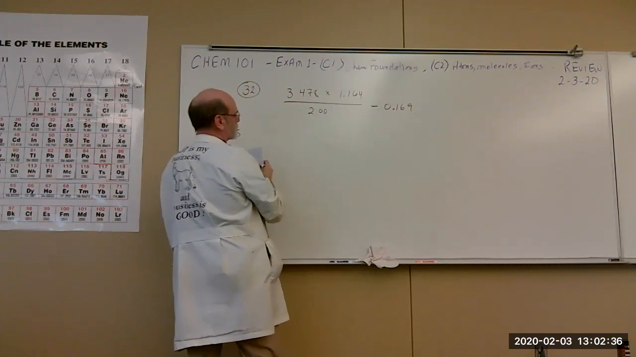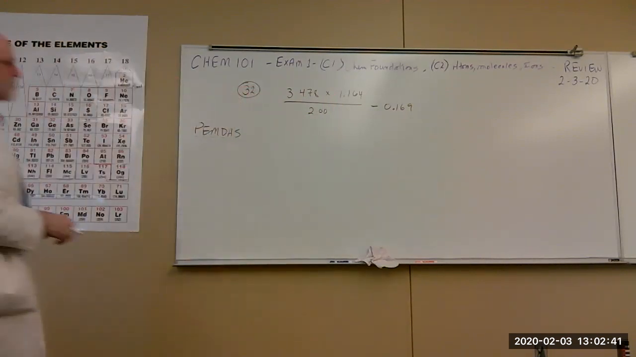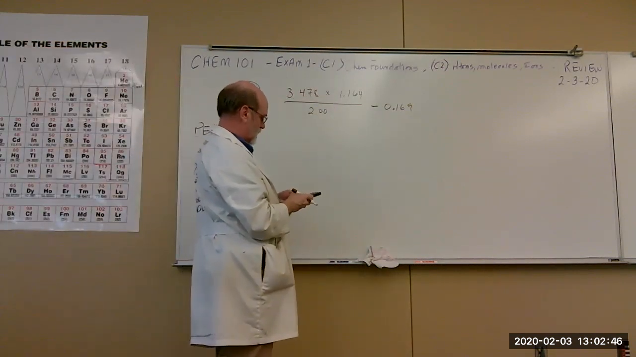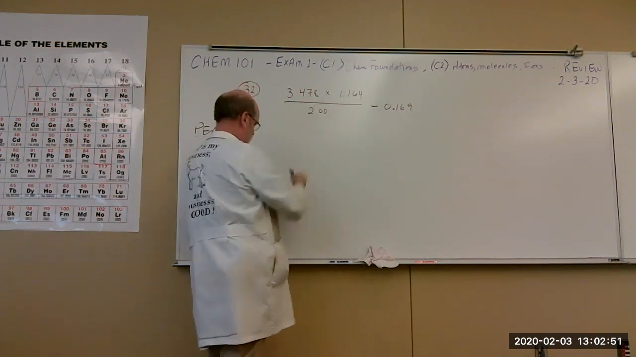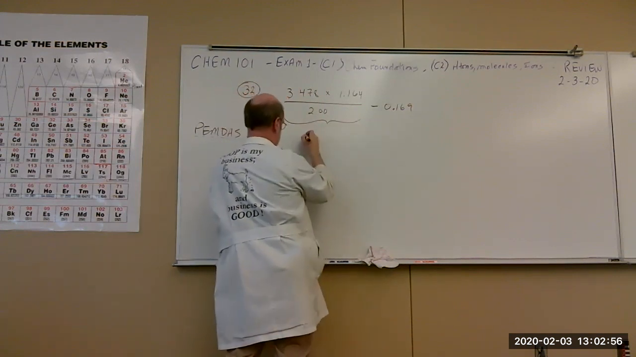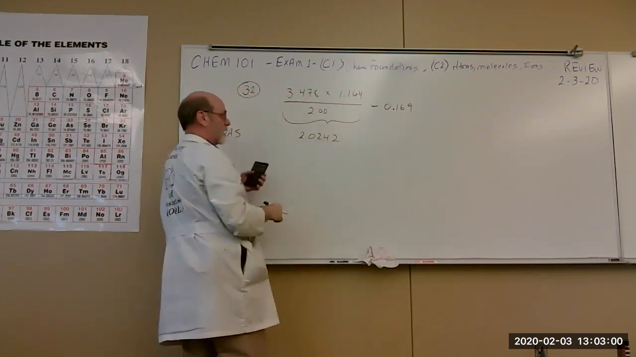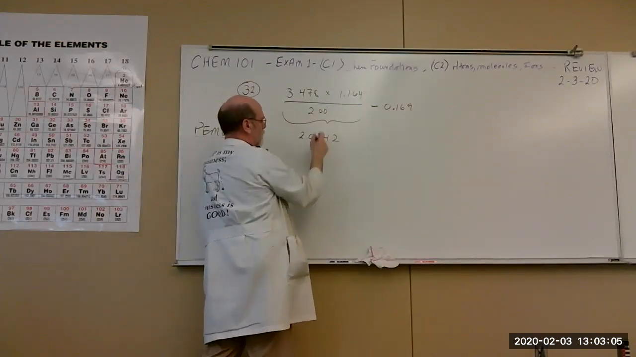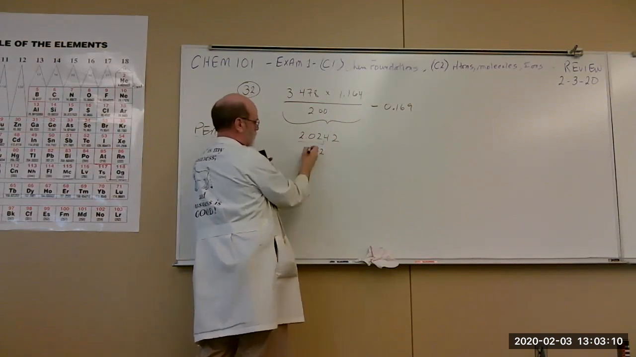Okay, so let's just do that one real quick. So 3.478, and then times 1.164, and then divided by 2. So this part here is 2.0242 out of my calculator. Then you take the least number of significant figures. That one's 4, that one's 4, this one's 3. So we're going to round to that position, 2.02.